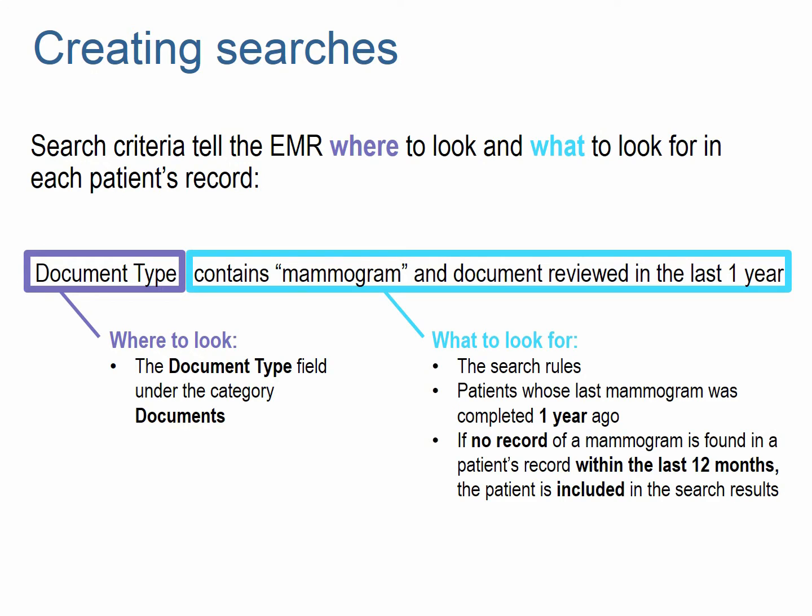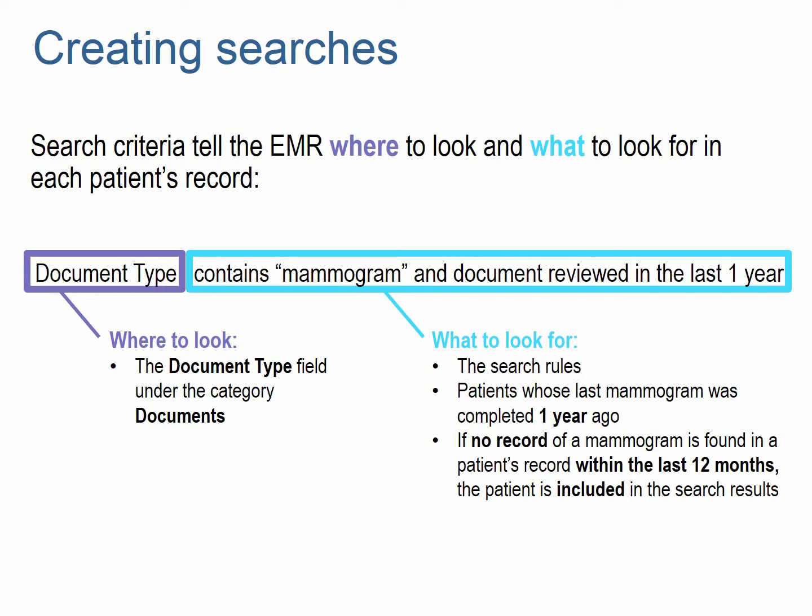The second part of the search criteria tells the system what to look for. This is basically the rules of the search. In this case, we are looking for the patients with a mammogram within the last year. So, if we were trying to find the patients who are due for screening, we would add this line and make it an exclusion. The system will look in the document type field of each patient. If it finds a mammogram in the last year, it will exclude that patient. The remaining patients will be those who are due for screening. They will be included in the search results.